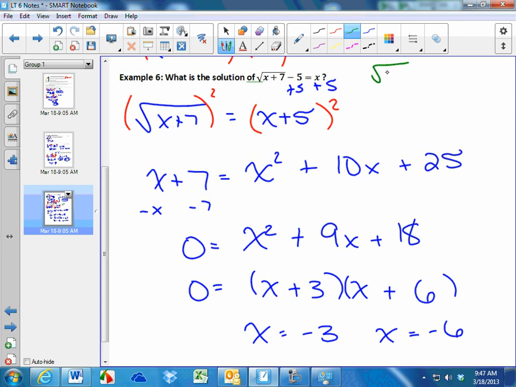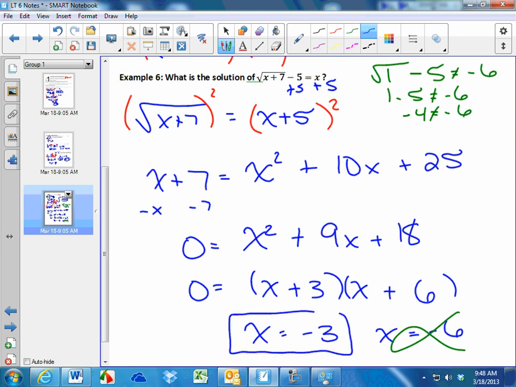Negative 6 plus 7 is 1. And on the right side, you'd have to put the negative 6 there as well. Okay. What's the square root of 1? 1. So 1 minus 5, does that equal negative 6? Negative 4 does not equal negative 6. So you're right. Those are not equal signs, which means that we go down here, cross out that answer. It doesn't work. We only have one answer, and it's negative 3. You did check that one, by the way, didn't you? And it does work? Okay, good. All right, that's learning target 6.